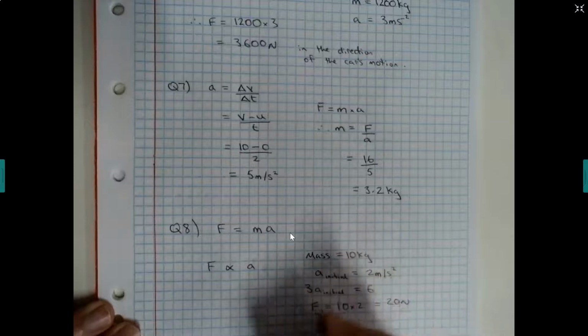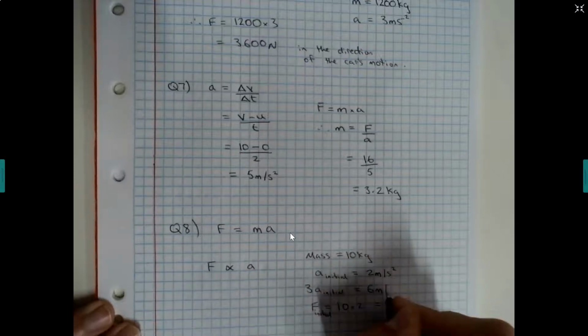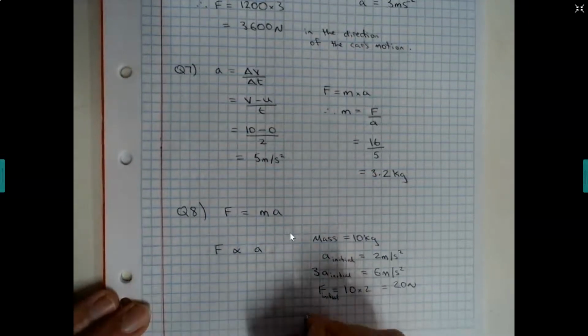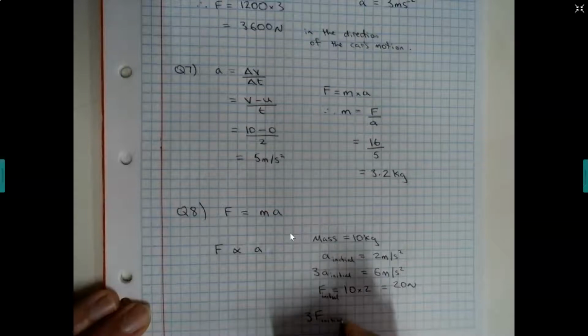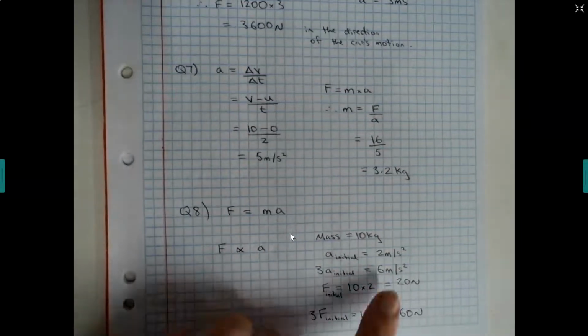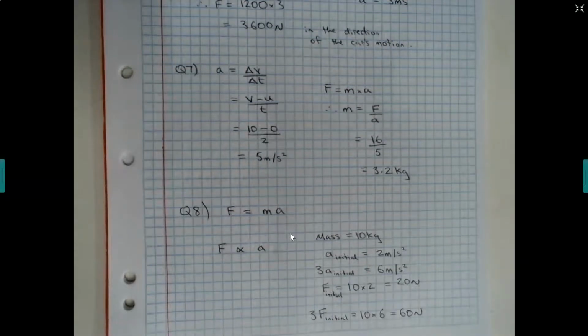3 times the initial acceleration would be 6 meters per second squared. So now if I find out 3 times that initial force, let's have a look. It's going to be 10 times 6, which is equal to 60 newtons. So see when I tripled the acceleration, how the force also tripled?